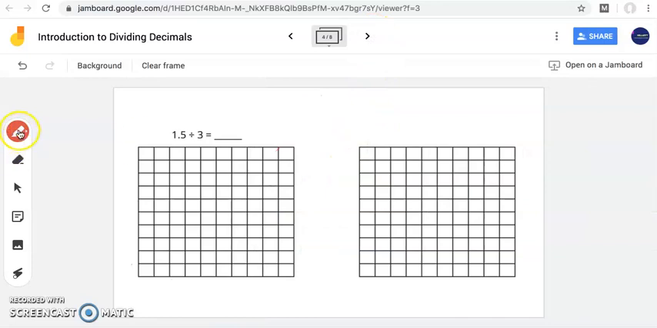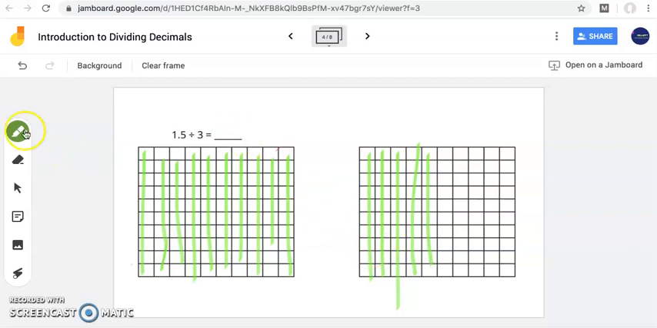In this next one, we have 1 and 5/10 divided by 3. First thing I'm going to do is shade in 1 and 5/10, which is also the same as 15/10. So here I have my 1 whole, and I have 5/10: 1/10, 2/10, 3/10, 4/10, and 5/10. As you can see here, I have 15 pieces shaded, or 15/10. I take that 15/10 and I divide that by 3.